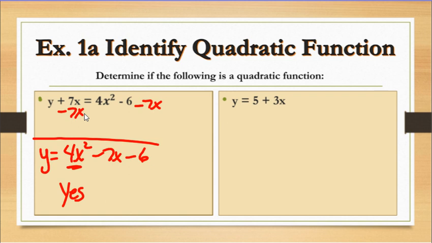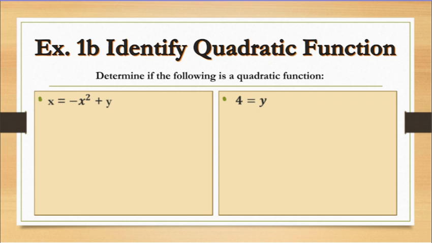Next one, y equals 5 plus 3x. Let's first put that in biggest degree first, so that would be 3x plus 5. We would say, no, this is not a quadratic function because the leading term here has only a degree of 1. We would consider this a linear function because it forms a straight line.